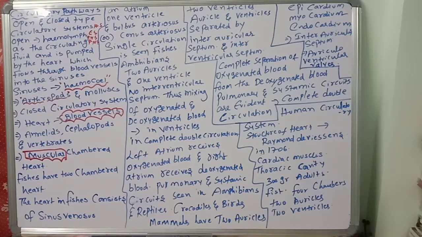So the fishes have a two-chambered heart. Very important. How many chambers of heart in the fish? In the evolution process, we see fish have two, frog have three, reptiles have 3.5, and aves and mammals have four chambers. Like that we discussed.